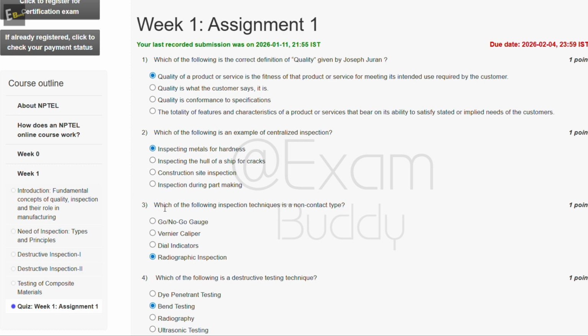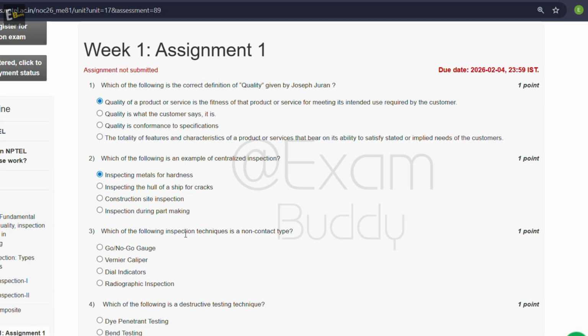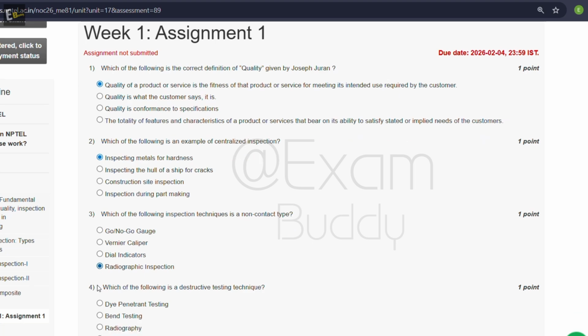Question number 3, which of the following inspection techniques is a non-contact type? Option A, go/no-go gauge. Option B, vernier caliper. Option C, dial indicators. Option D, radiographic inspection. So the answer is option D, the radiographic inspection.